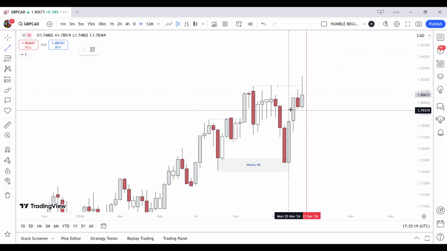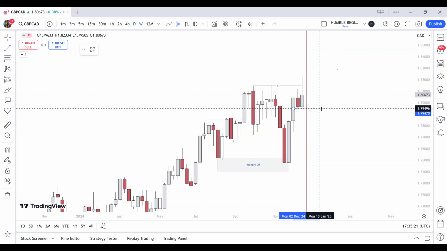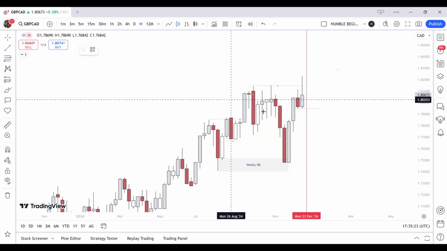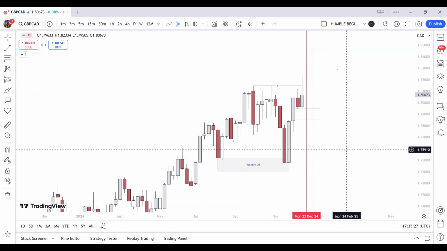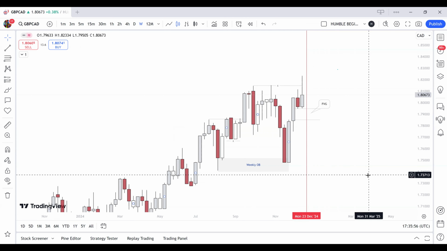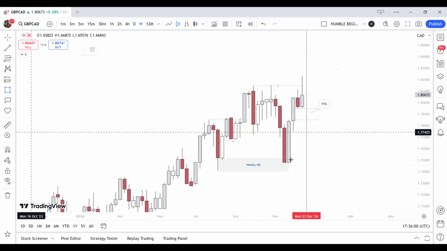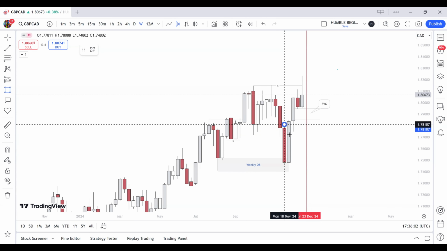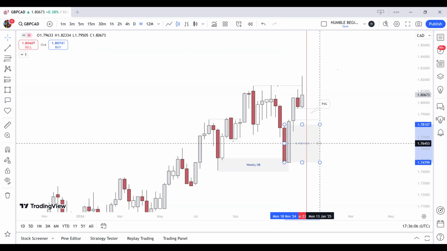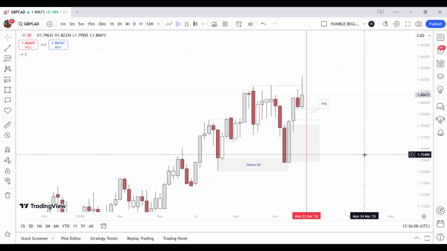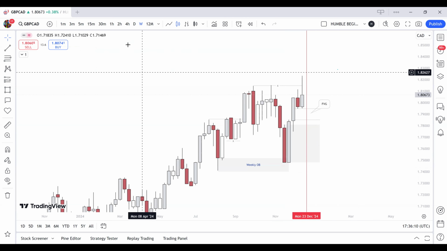So let's just mark out this fair value gap. So we have a fair value gap and our order block. Okay.